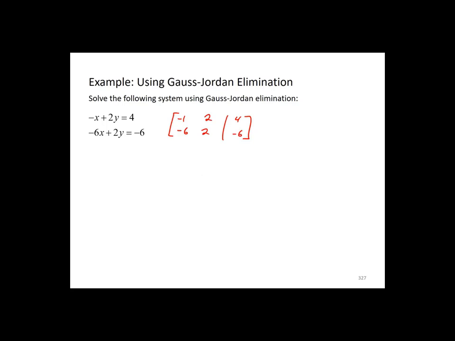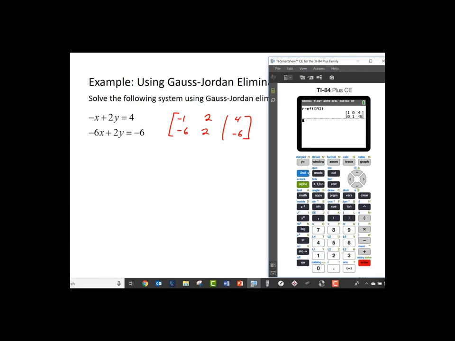Now, again, I'm going to pull my calculator on screen, type this in. I'll do second matrix, arrow twice to edit. Press enter on matrix A. This is again a 2 by 3, so I'm going to say 2, enter, 3, enter. I'll type in my data. So -1, enter for my first row, 2, enter, 4, enter. Now for the second row, my second equation, -6, enter, 2, enter, -6, enter. Second quit, go to the home screen.